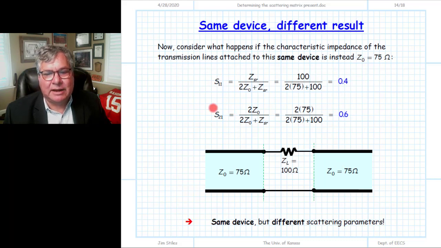So now we're going to recalculate S11 and S21, and what we find is we get a different answer. 0.4 for S11, 0.6 for S21. Notice we haven't changed our device at all. The only thing we changed was the characteristic impedance of the transmission lines connected to it. Same device, but different scattering parameters. And hopefully this shows that the scattering parameters depend on the device itself, but also on those characteristic impedances. Change the transmission lines, you get different answers.